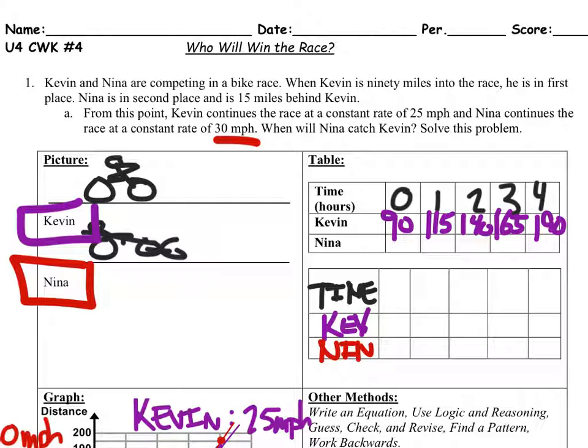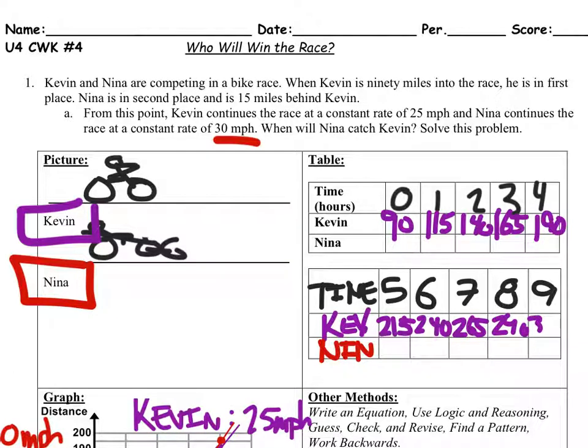It hurts. So let's continue this. If they went 5, 6, 7, 8, and 9 hours, Kevin at 5 hours would be 215, then 240, then 265, then 290, and then 315. Bam. So there's Kevin's table. Okay. Well, this one's still full of tragedy.